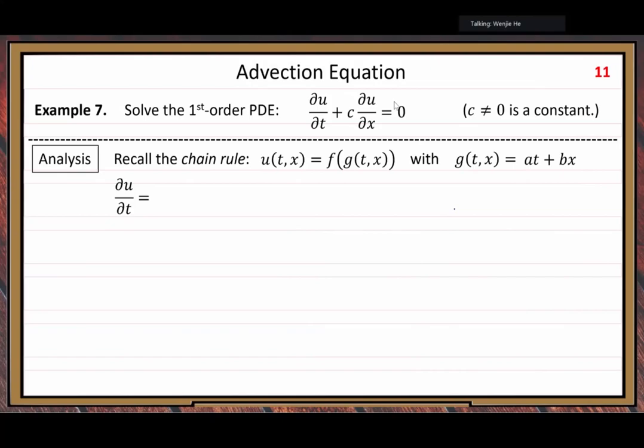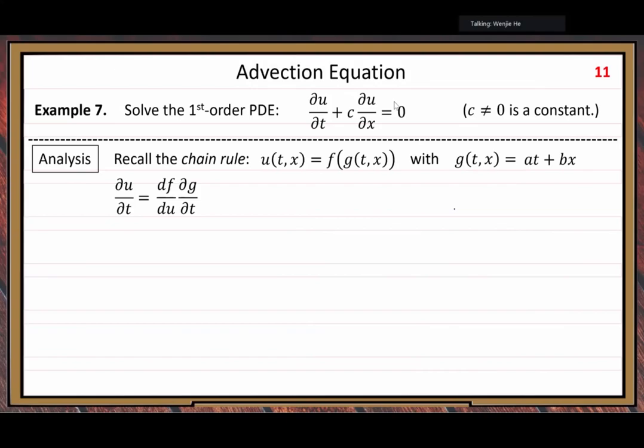Partial u over partial t. First, we take the derivative of f, dF over du, because f is a one variable function. So we take the derivative of f, a one variable function of u.